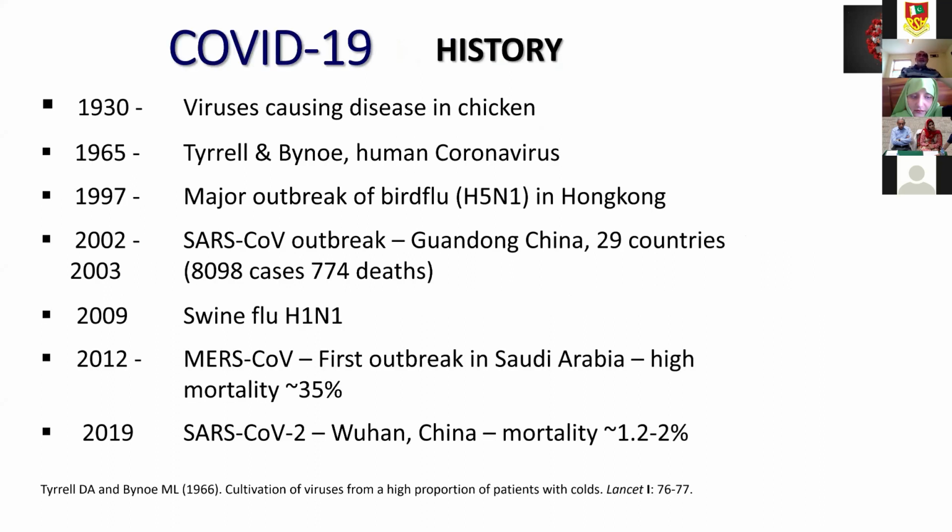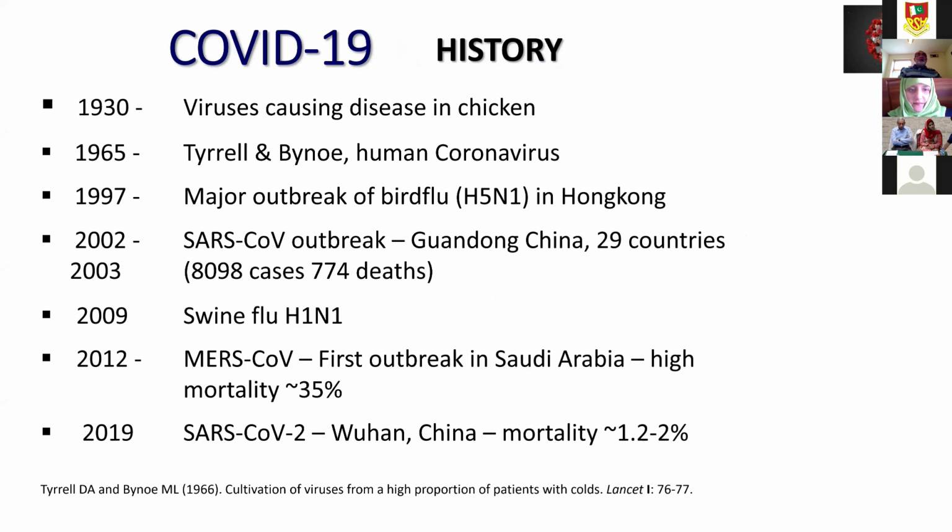This is the history. These viruses were first described in chicken in the 1930s, and later in 1965 by Tyrrell and Bynoe, who actually grew the virus from tracheal aspirates and were able to look at it under the electron microscope.